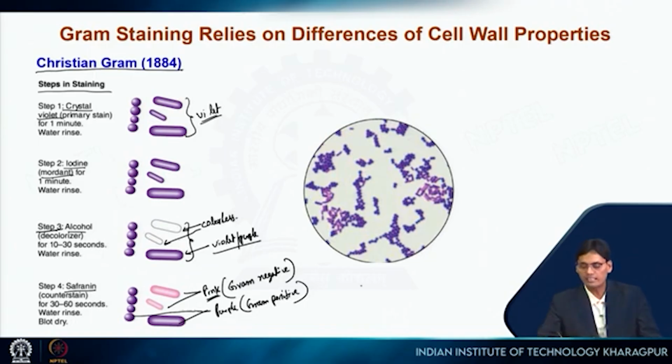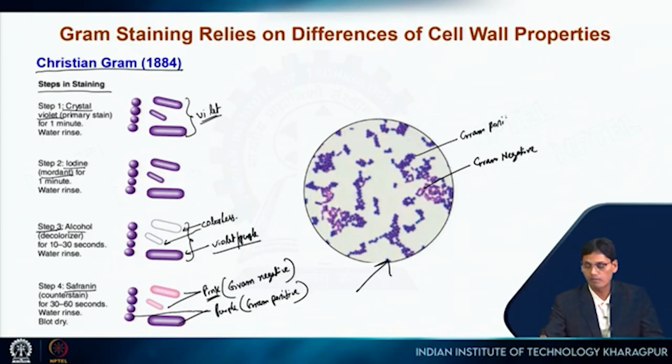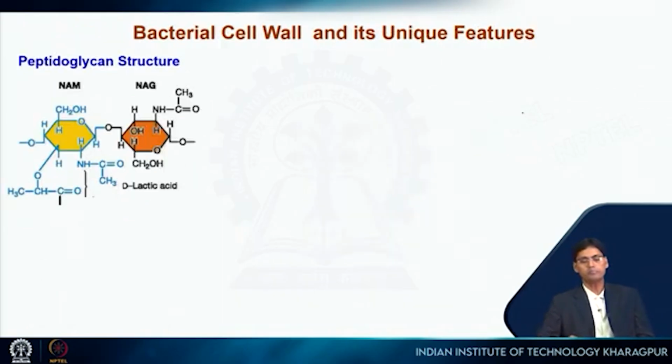So here is a real picture. As you can see, the pink colored bacteria are gram negative bacteria, and the deep purple colored bacteria are gram positive bacteria. Now I just mentioned the cell wall, but I would like to mention a little bit more chemistry about it.